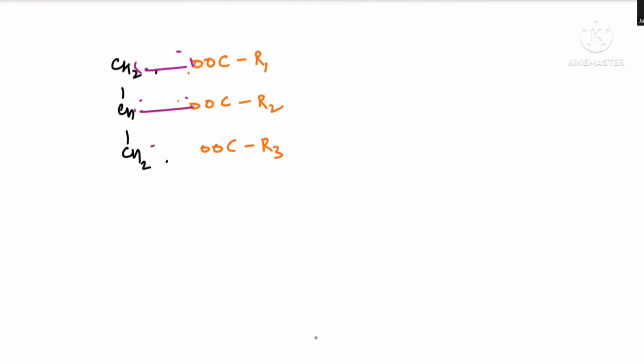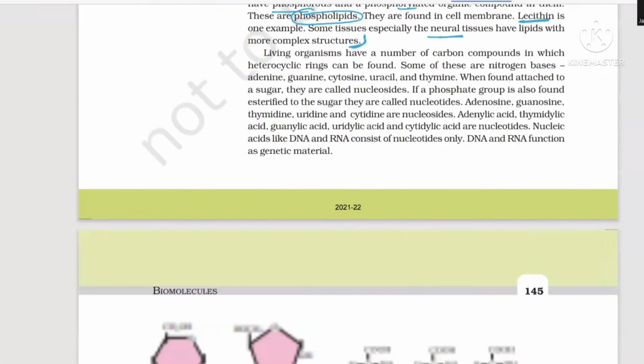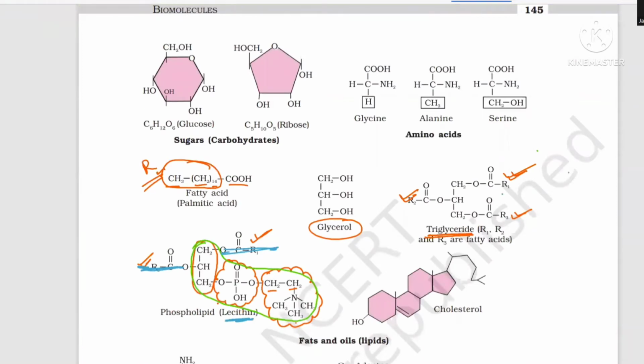And what they have done in the NCERT, they have just made this also separate by showing it this way. Okay. So you see this with the same diagram as this one. R1COO attached to CH2. R2COO attached to CH. So an ester bond is there in the fatty acids.